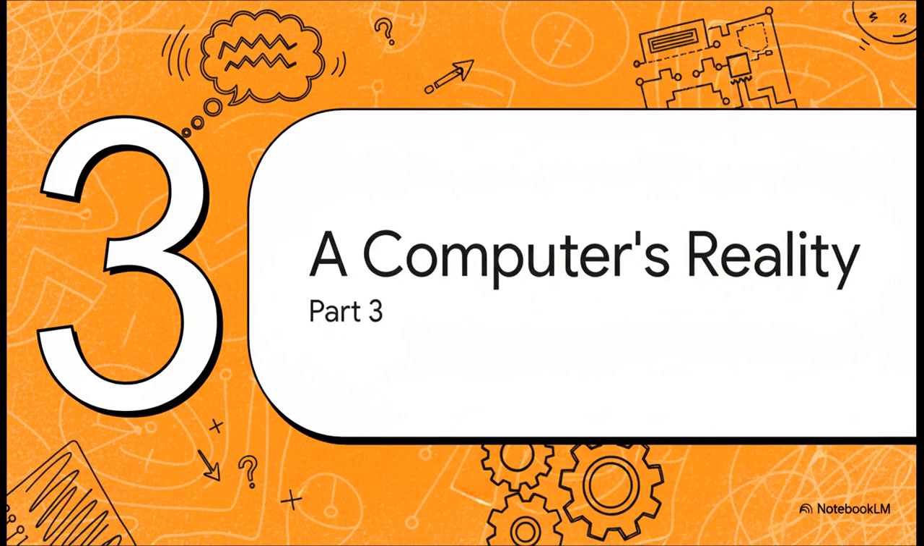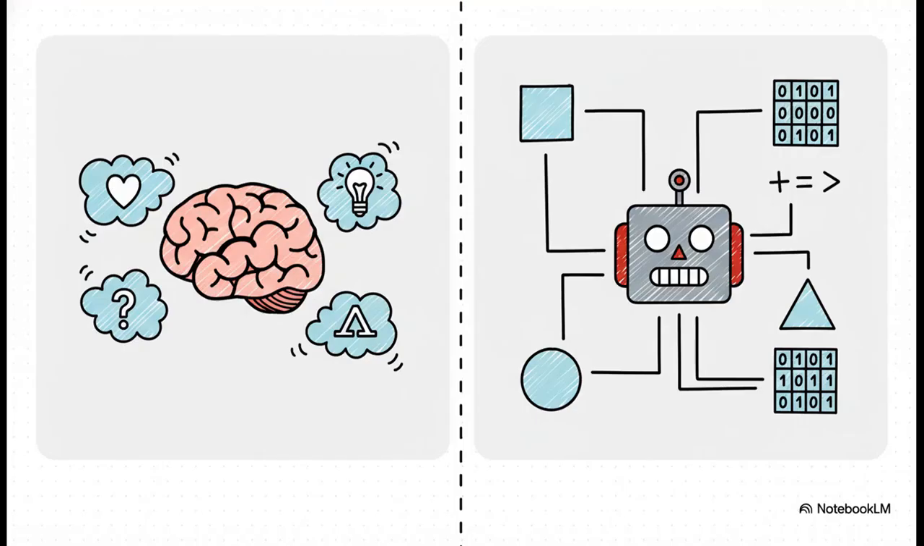Okay, so let's shift gears. Part three, a computer's reality. Because we have to step out of our own heads and into the world of a computer. And it's a totally different place. A computer can't just get it. You see, this is the fundamental difference between our two worlds. We live in a world of fuzzy, abstract stuff: meaning, intent, ideas. But a computer? It lives in a world of pure, cold, hard numbers, computation, and numerical output.